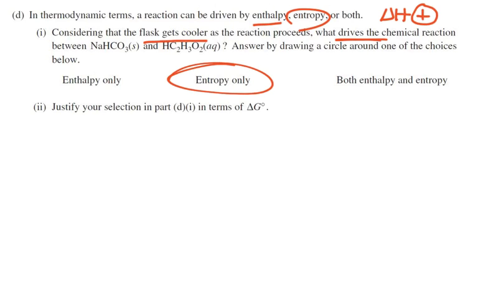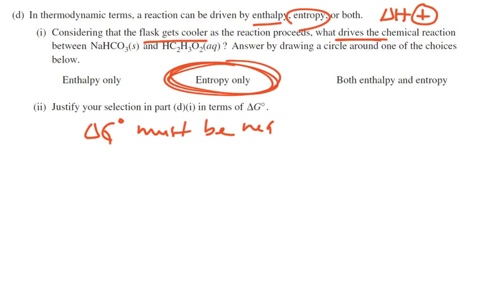And what drives a reaction? What causes it to go? Is it going because the energy is doing it? Is it going because it's getting more disordered, or entropy? Or is it both? Enthalpy is going the wrong direction, so it has to be entropy only. Justify your reaction in terms of delta G. For a spontaneous reaction, one that is thermodynamically favorable, delta G must be negative. That's just the definition of how delta G works here. So it's got to be a negative value.